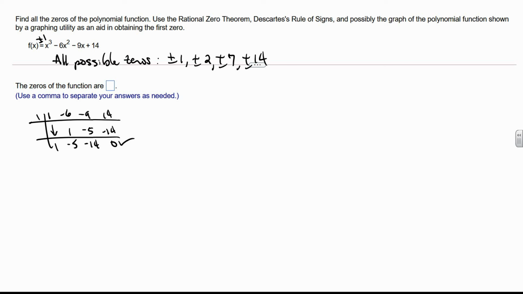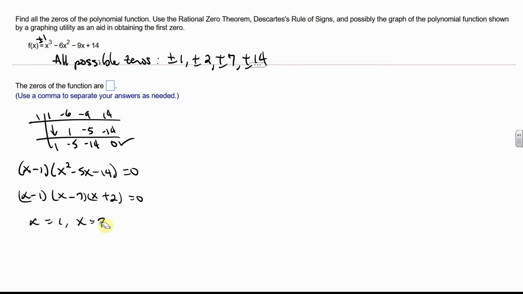Very good. Now, notice that this is x to the third. So this is what I have right now. I have x minus 1 times x squared minus 5x minus 14 is equal to 0. I mean, sometimes you can just take this part right here and just factor it without using synthetic division. That's fine if you want to do that. Looks like a 7 and a 2, negative, and a plus. So I get x equal to 1, x equal to 7, x equal to negative 2.